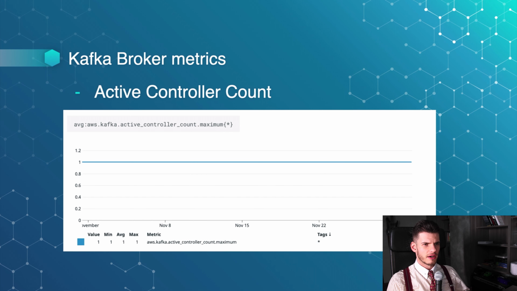Active controller count. There can be only one broker in charge, no exceptions. If it's not one, it's a sign of an issue. There may be two brokers saying that they are the controller, and probably one of them got stuck somehow. And if it's 0, it will be reflected in other metrics, as this would probably mean that there is a serious issue with the cluster.